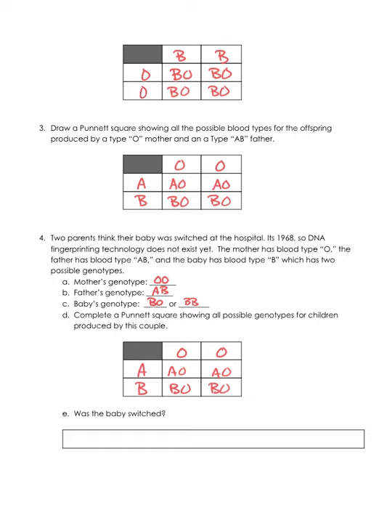Letter E says, was the baby switched? Since the baby has type B blood and the parents are very much able to produce a child with type B blood, the likelihood that the child was switched is very low.